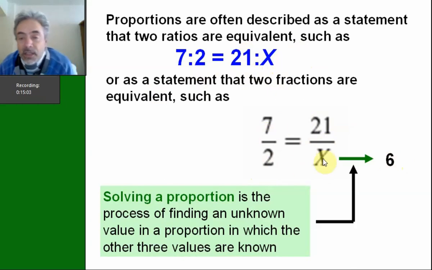Another way to find it is to use cross multiplication. For example, 7 times x equals 2 times 21. So you can find x by saying x equals 2 times 21 divided by 7. So you find 6. Solving a proportion is the process of finding the unknown value in a proportion in which the other three values are known.